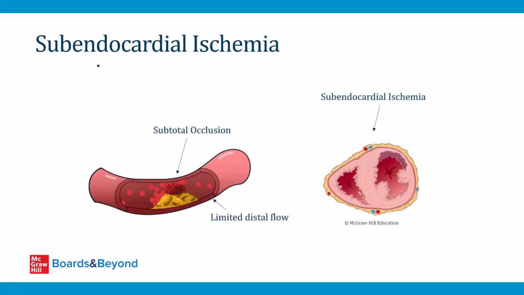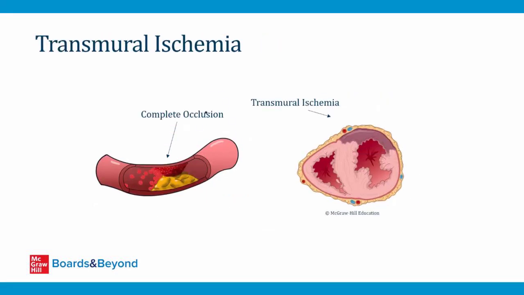Just to make this very clear, in subendocardial ischemia, usually you have a subtotal occlusion where there is some distal blood flow, but it's limited by the occlusion. This is what leads to subendocardial ischemia, meaning only the purple area here, the subendocardium, that layer of myocardium is what becomes ischemic, not the entire wall. In contrast, in transmural ischemia, you have a complete occlusion, there's no distal blood flow present, and that's what usually leads to transmural ischemia, where the entire wall becomes ischemic, not just the subendocardium.